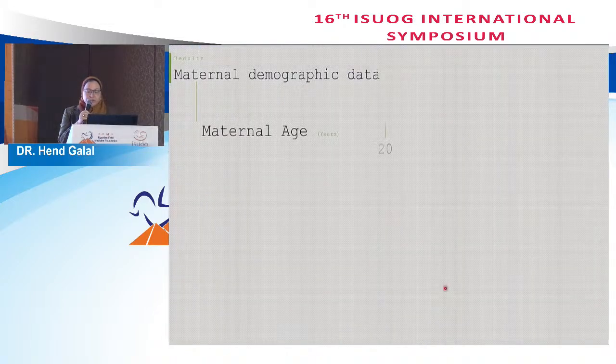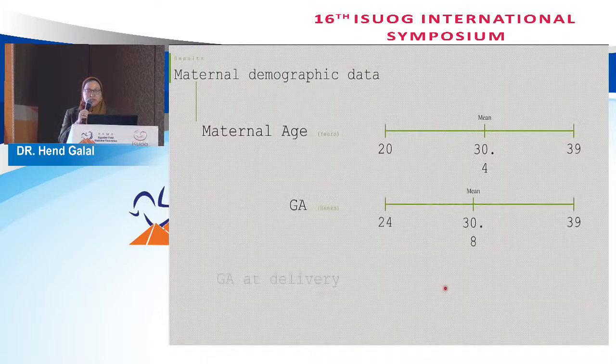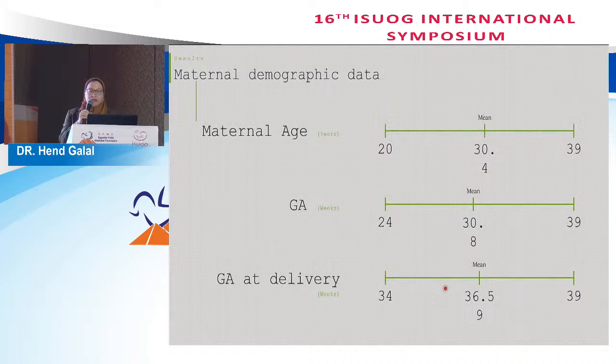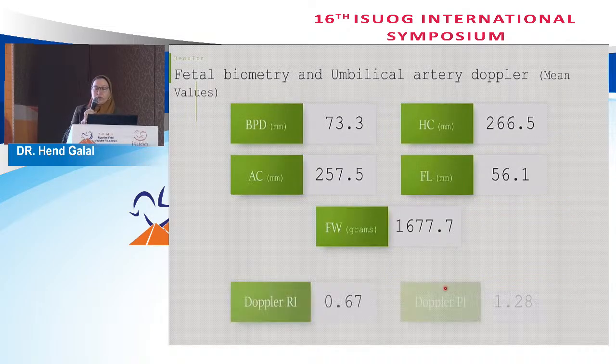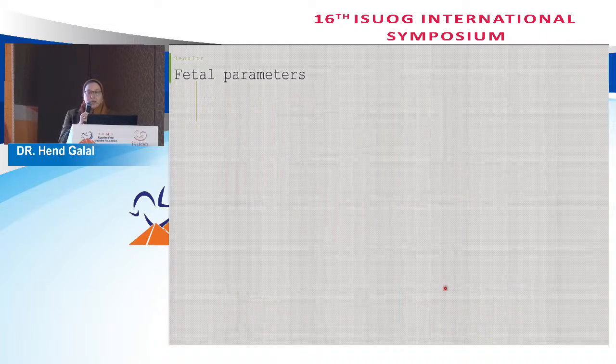Regarding our results, the mean maternal age was 30 years, the mean gestational age was 30.8 weeks, and the gestational age at delivery was on average 37 weeks. As regards fetal biometry and umbilical artery Doppler, these are the mean values of them.